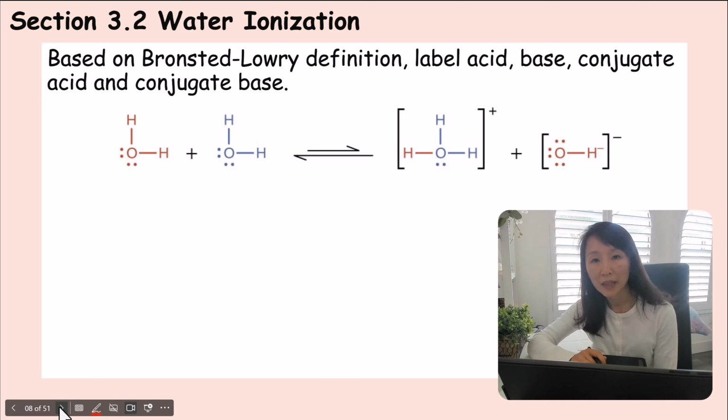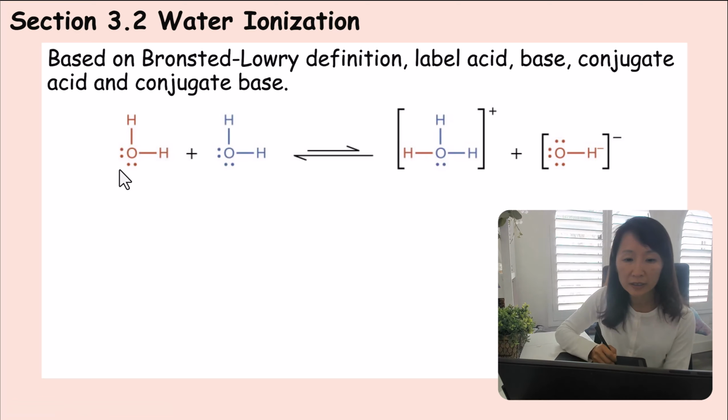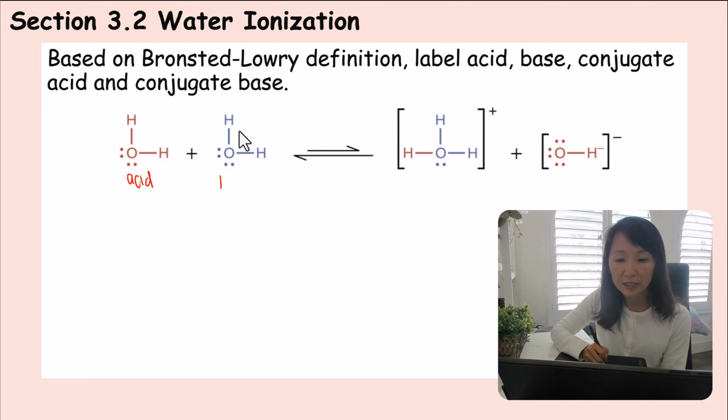Knowing this, we can apply the Bronsted-Lowry definition and label the acid, base, conjugate acid and base, because you see the transfer of hydrogen being donated from one point to another. Since this water is the one that is donating the hydrogen, we will consider this the acid. Since the one in the blue is the one that is accepting the hydrogen, we'll consider this the base. Therefore, the base now becomes its counterpart, which is the conjugate acid.